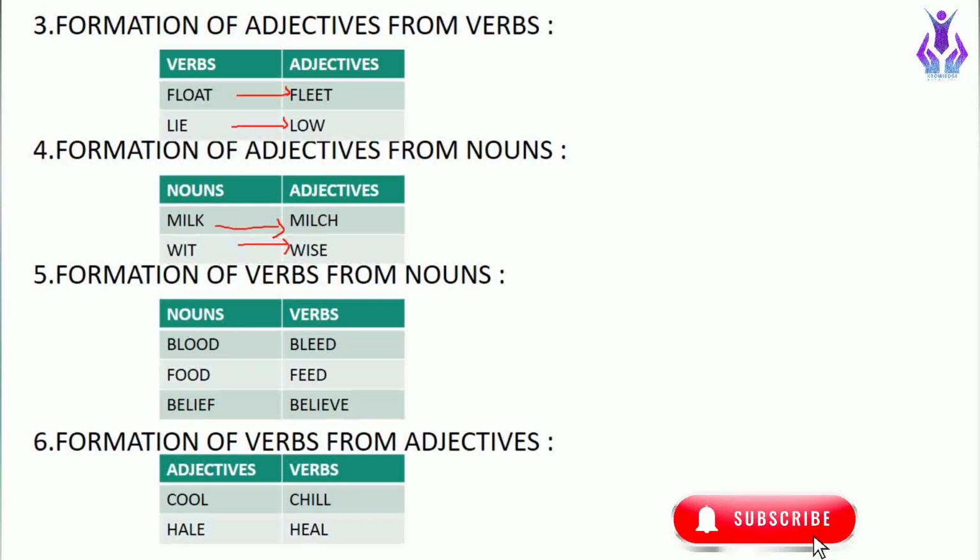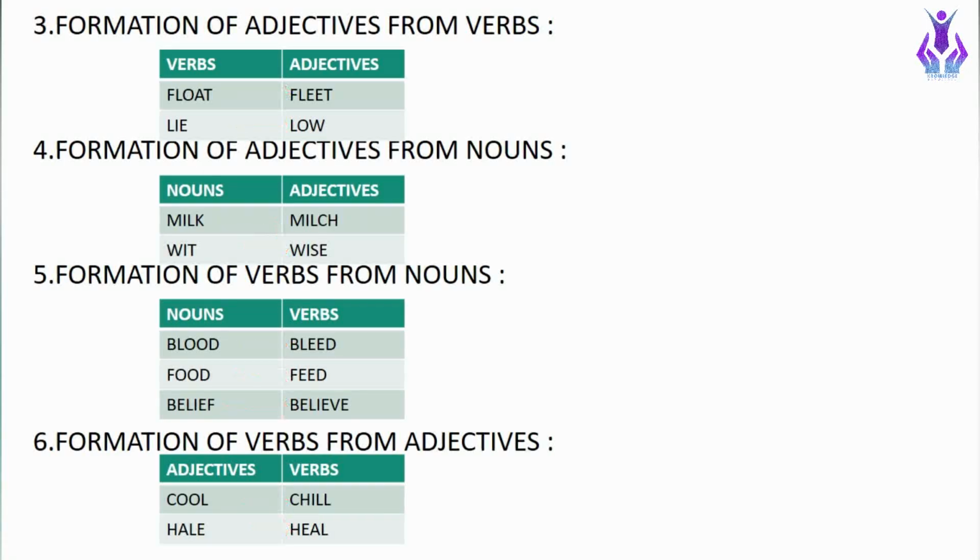Formation of verbs from nouns. We can form verbs from nouns. Like when we say blood, blood is our noun and its verb form is bleed. Food, feed. The next is belief and believe. So these are the verbs from nouns. We can also form verbs from adjectives, like cool and chill, hail and heal.